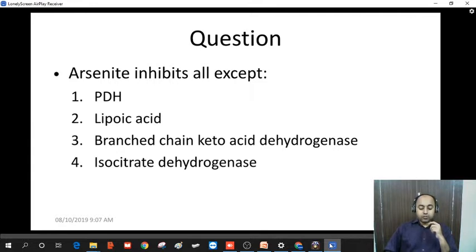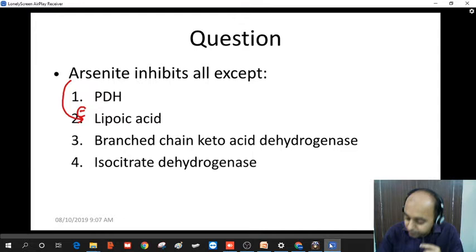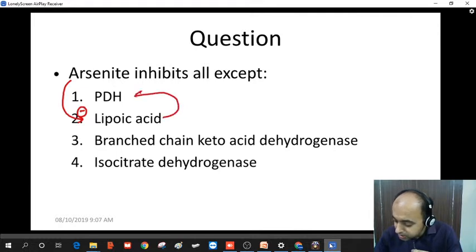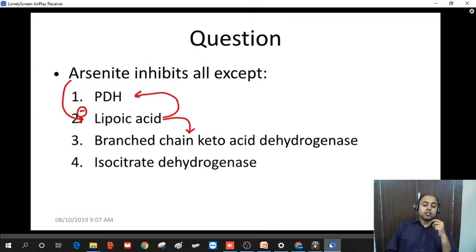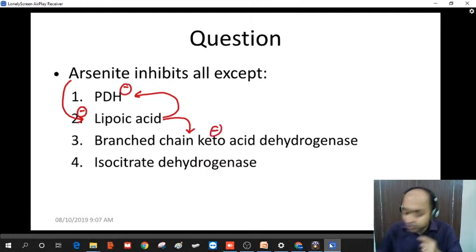Now, here what you have to remember, arsenite directly inhibits lipoic acid. Lipoic acid is present in PDH and branched chain keto acid dehydrogenase. Remember, PDH is similar to the branched chain keto acid dehydrogenase and the alpha ketoglutarate dehydrogenase. We had said two enzymes and five coenzymes are similar in these three complexes. Only the first enzyme is different. Therefore, PDH will also get inhibited, and the branched chain keto acid dehydrogenase will also get inhibited.